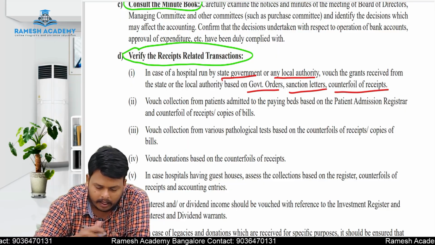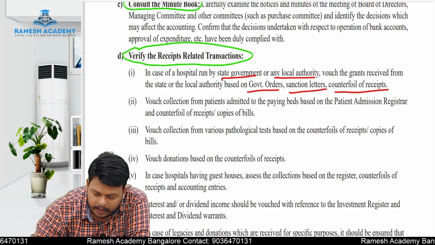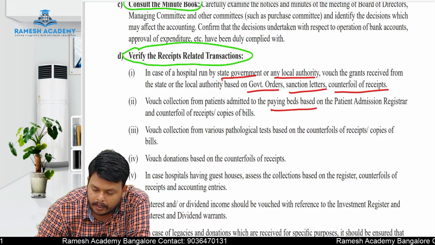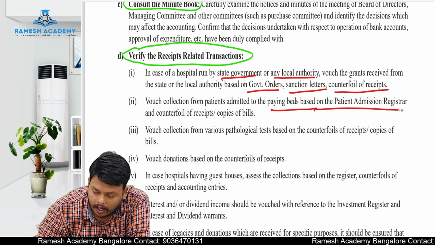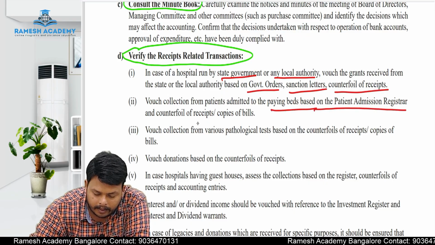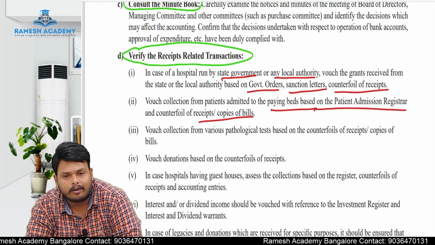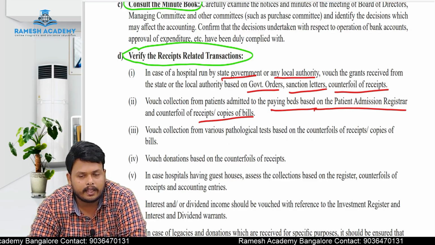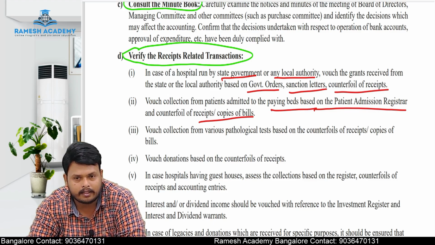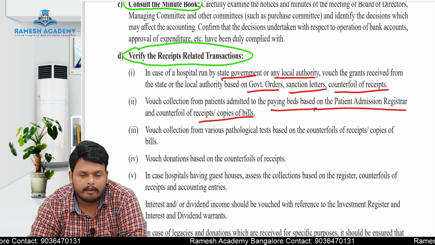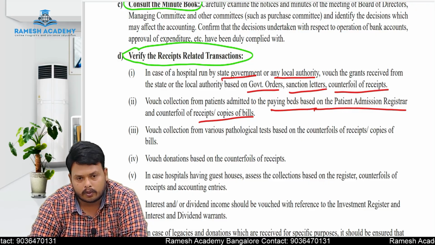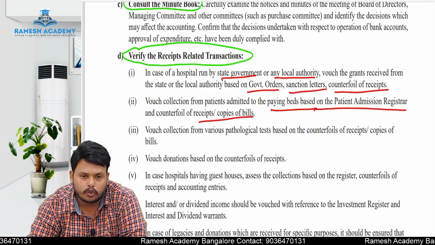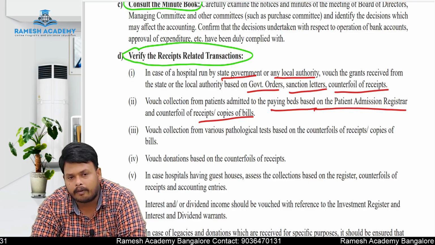Vouch collection from the patients admitted, paying the beds, based on the patient admission register and counterfile receipt copies of bills. The auditor has to verify from the patient whenever they are admitting into the hospital for any services. So the patient will pay some admission fees like 500 or 1000 rupees. These admission fees should be verified with the help of the admission register.